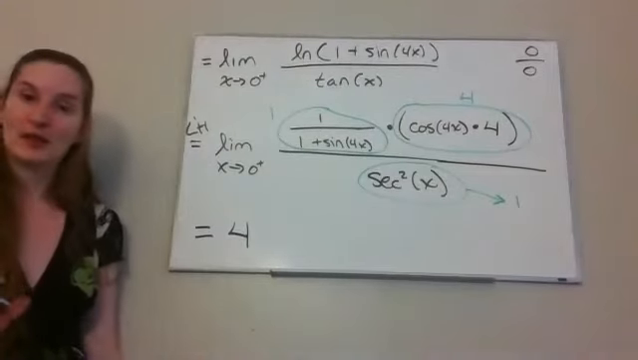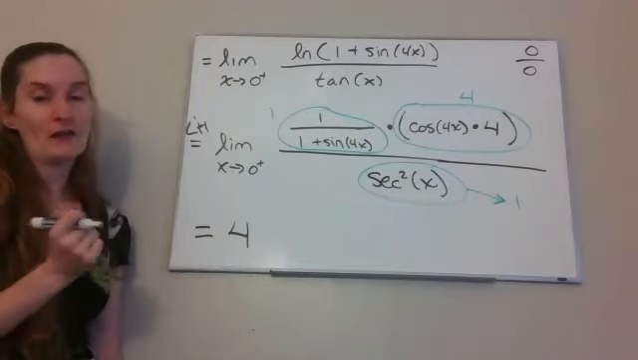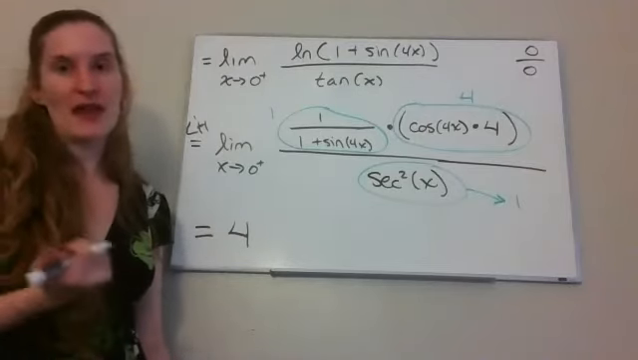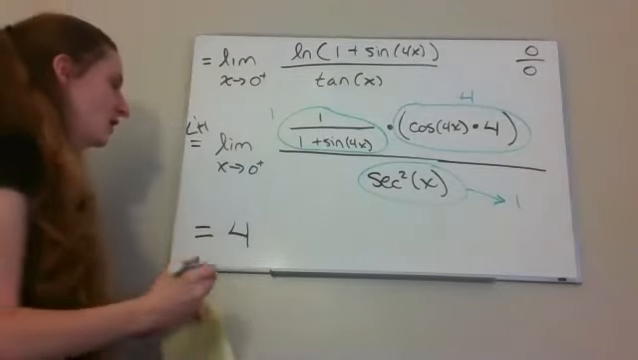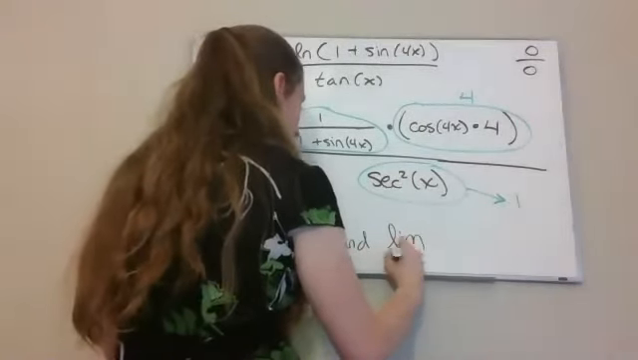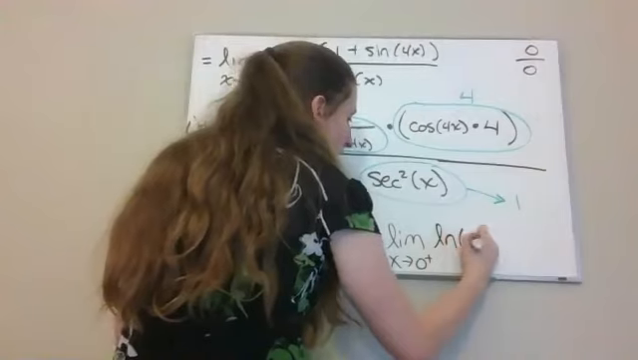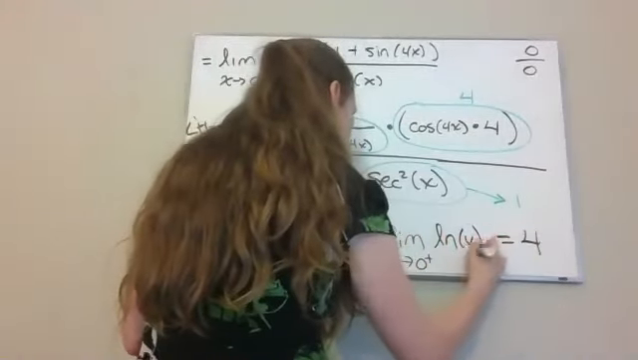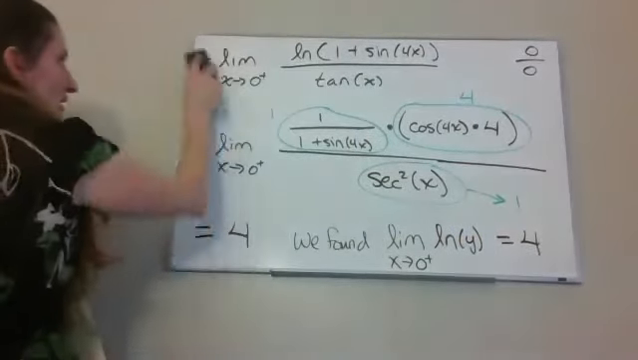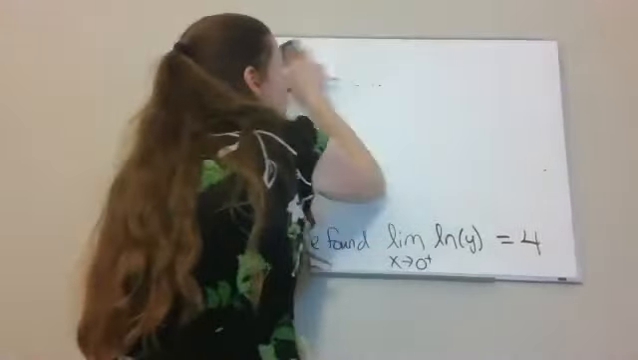Now, hold on there, because at the end of all these other problems, I just put a box around the answer and I was finished. We're not finished here. Because remember, we are the ones who introduced that natural log to the problem. That's not the original problem. So we found that the limit as x goes to 0 from the right of the natural log of y is equal to 4. But we want just the limit as x goes to 0 of y, not natural log of y.